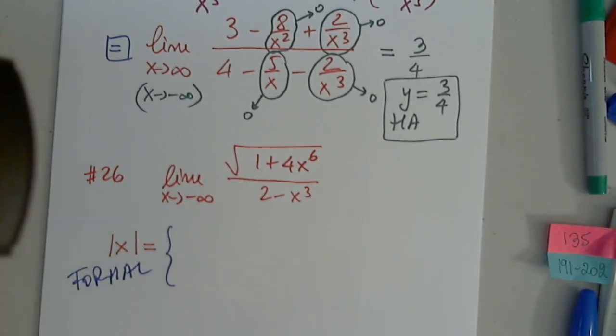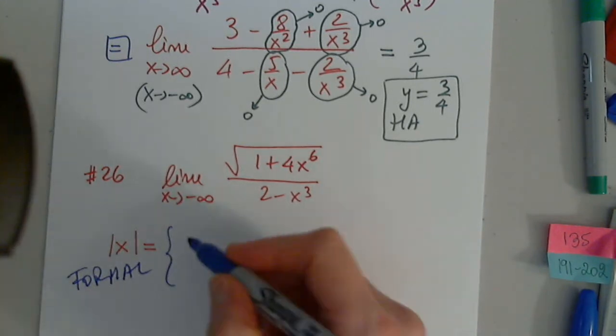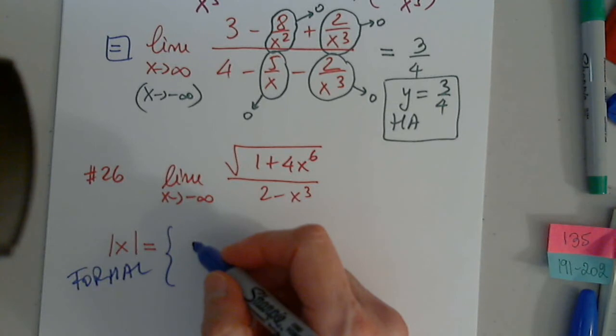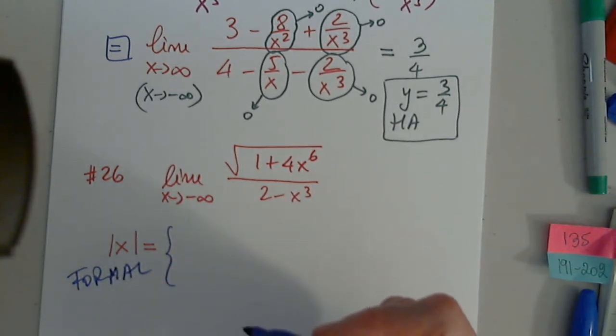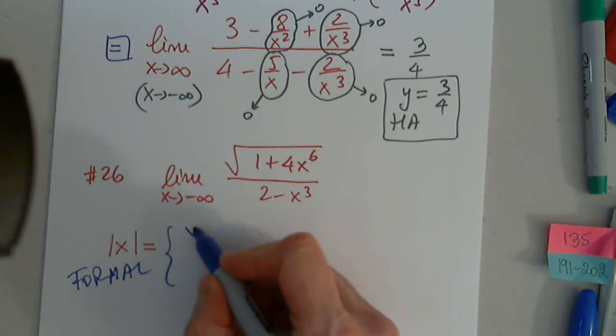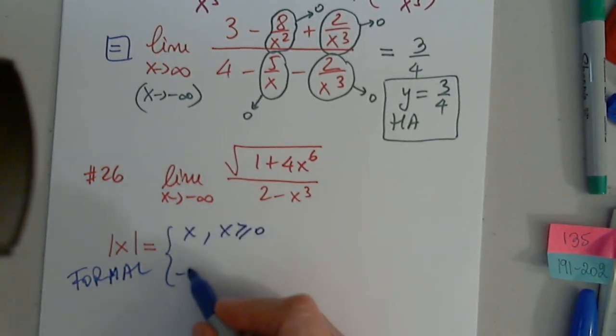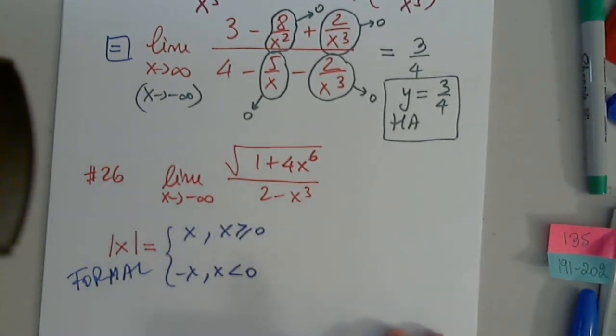I'm not sure what the formal definition would be. Okay, we used it several times. Okay, Nabiha? It's x if x is greater than or equal to 0, and negative x if x is less than 0. Brilliant, thank you very much.